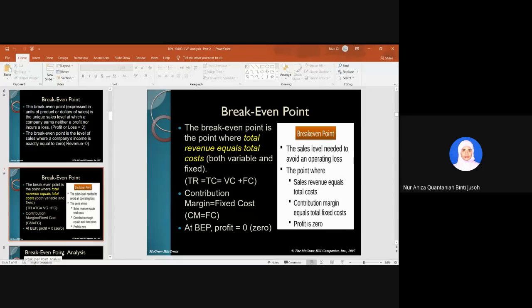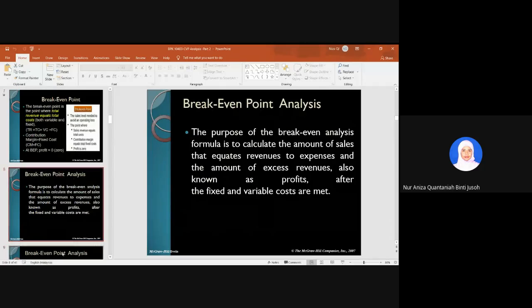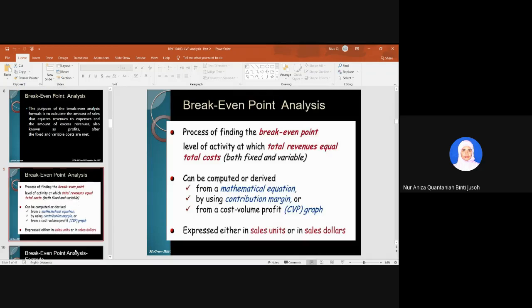So the purpose of the break-even analysis is to calculate the amount of sales that will equate the revenues to expenses, and the amount of excess revenue, which is also known as profit, after the fixed and variable costs are met. So that is the purpose of the break-even analysis.